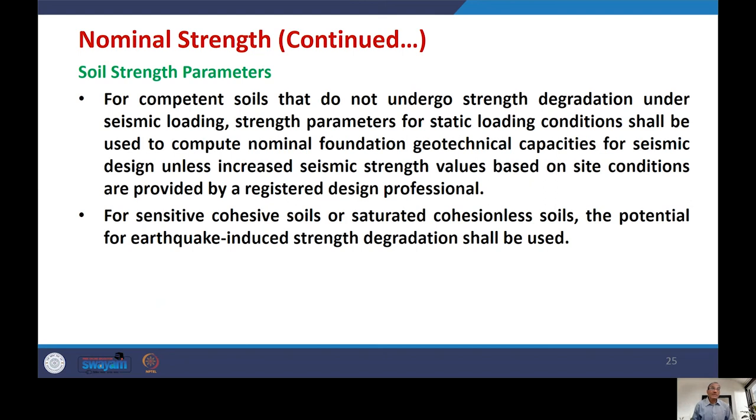For nominal strengths, soil strength parameters are for competent soils that do not undergo strength degradation under seismic loading. In that case, strength parameters for static loading conditions shall be used to compute nominal foundation geotechnical capacities. And for seismic design, unless increased seismic strength values based on site conditions are provided by a registered design professional. Continuing that, for sensitive cohesive soils or saturated cohesionless soils, the potential for earthquake induced strength degradation shall be considered. So these are the protocols of this ASCE.